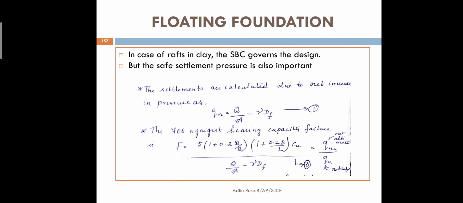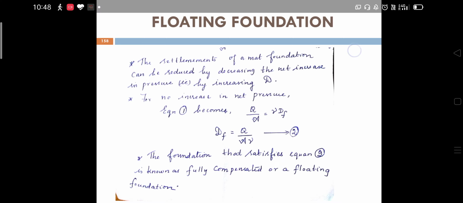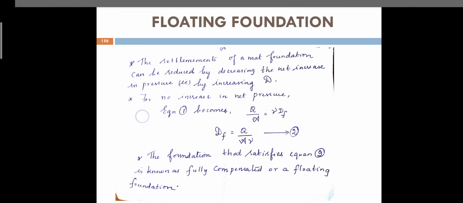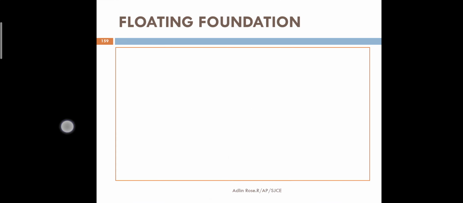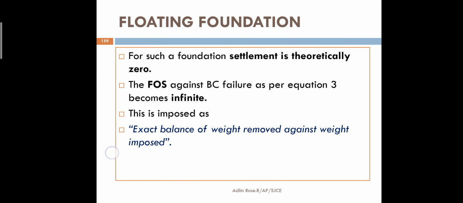When the denominator is 0, the factor of safety is infinity. Also when the denominator is 0, that is Qn is 0. So in the first equation, when Qn is 0, what is the depth of the foundation? Q by A gamma. So when you fix the depth of foundation at Q by A gamma, the foundation is going to be a fully compensated foundation, or a floating foundation. Okay, so the settlement is 0, factor of safety is infinity.